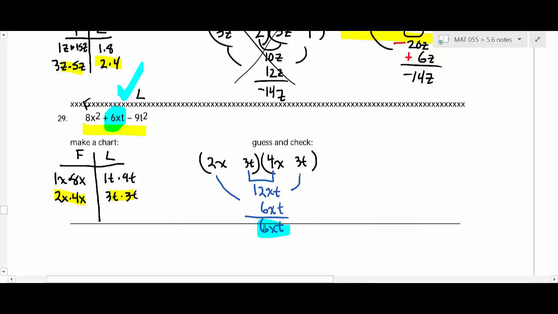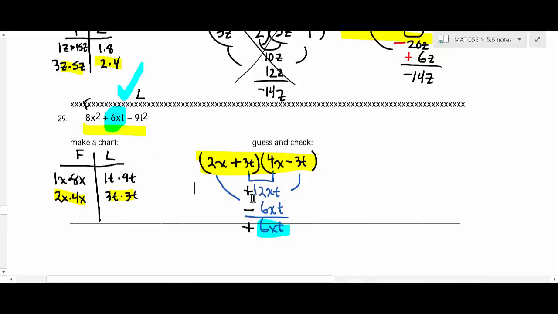Absolutely. How do you make 12 and 6 add up to just a 12? Which is which? So it'd be positive 3t, plus 12, minus 6. 12 minus 6 is 6. So that's the combination you're looking for. That means you have to have a positive here to get that positive 12xt, and a negative for the outside term to get that. So there's your answer right there. I guessed right the first time. Okay, is that good?